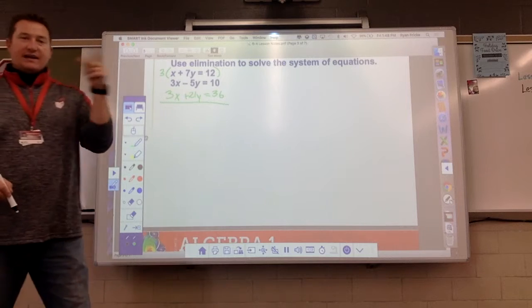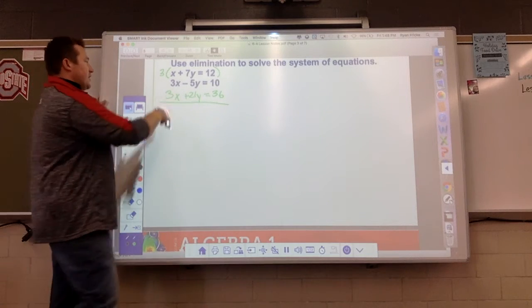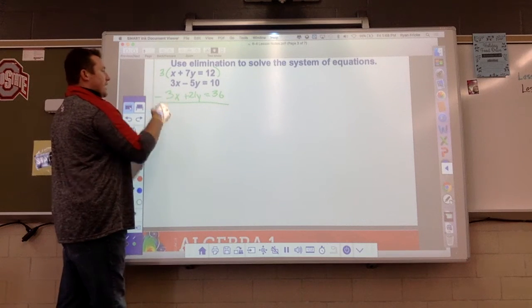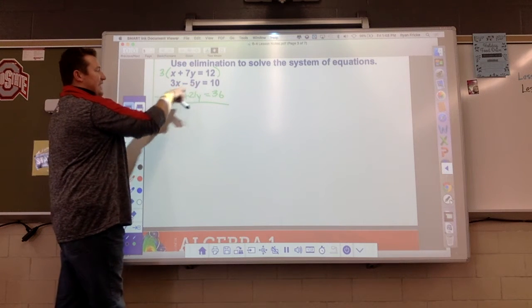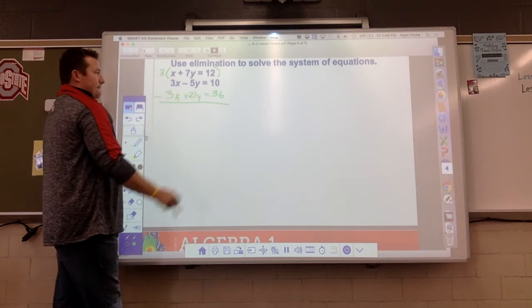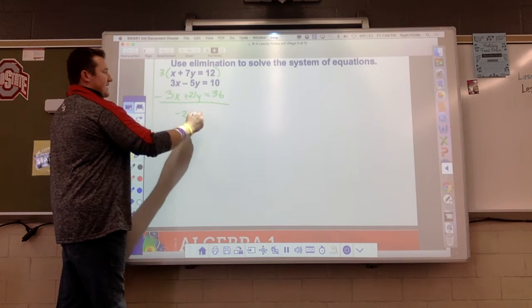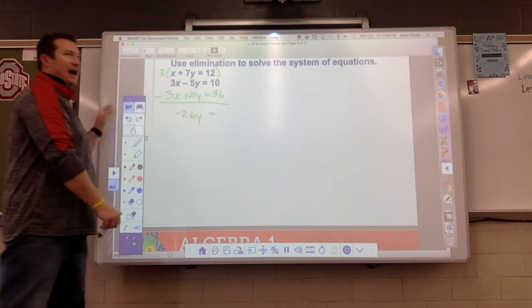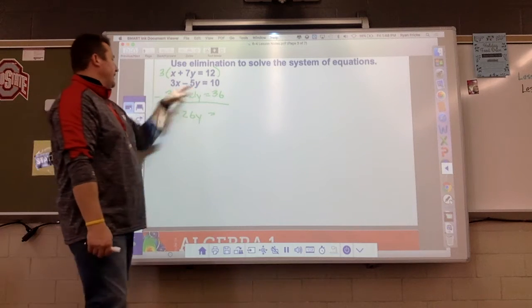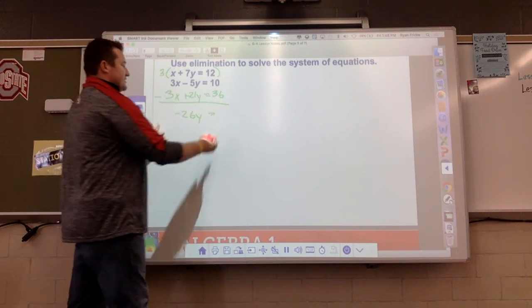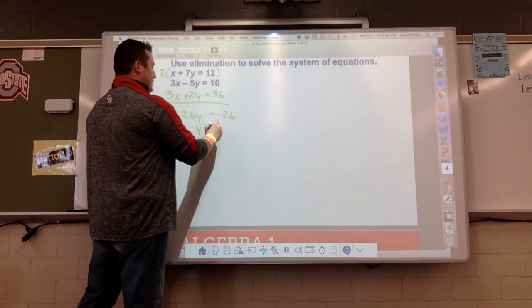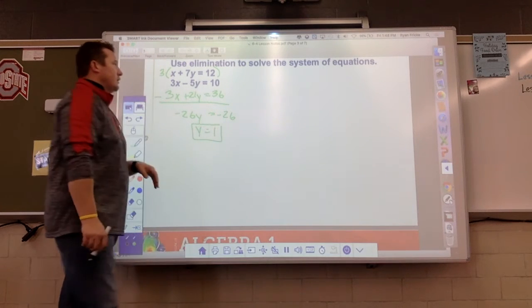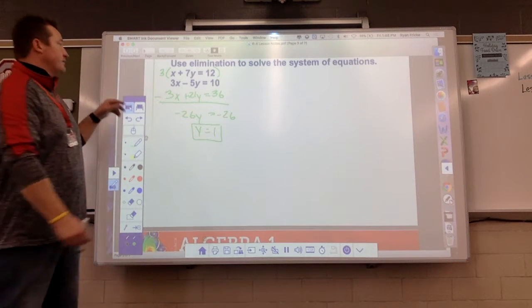Okay? Same subtract, opposite add. I've got the same coefficients here, so we will subtract. Be careful. 3x minus 3x goes away. -5 minus 21. That's -26. This is where you have to be careful. 10 minus 36. -26. Y equals 1. Okay, done there. Let's go ahead and figure out what x is.